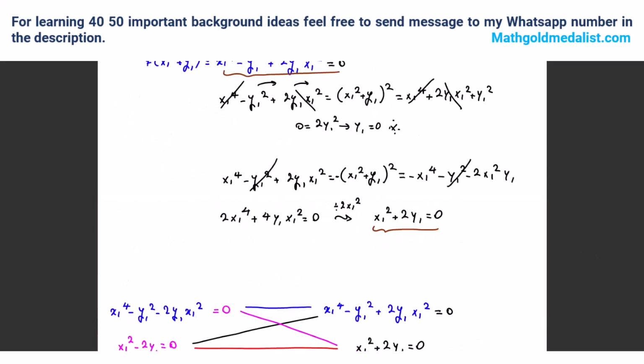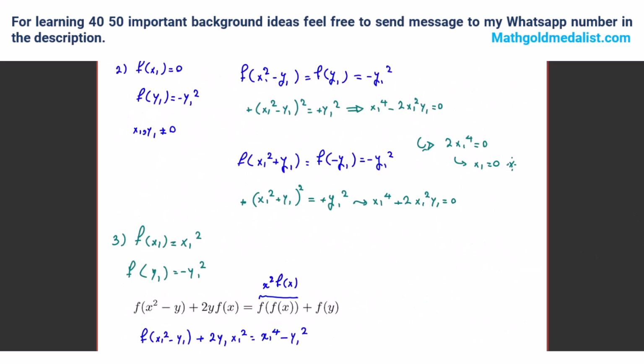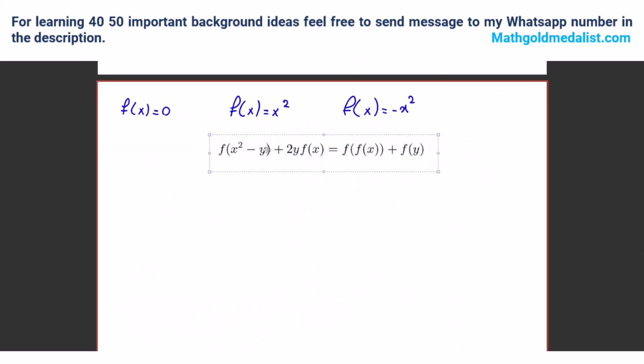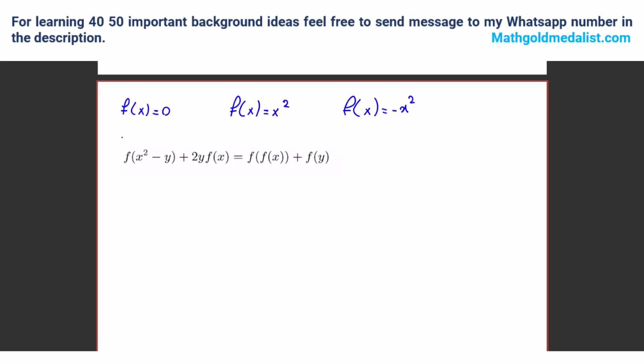Let's check our answers. So main equation is this. Always check in main equation because maybe you have careless mistake. You should check it like this. So for 0, case 1: 0, 0, 0, 0 plus 0, 0. So it's correct.